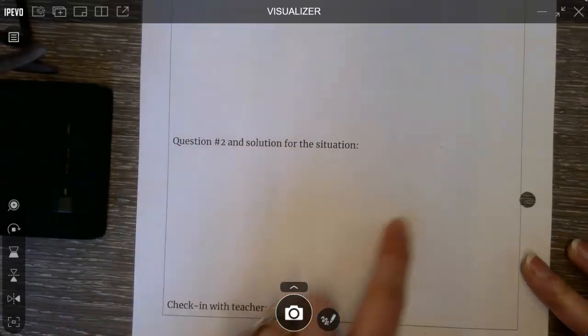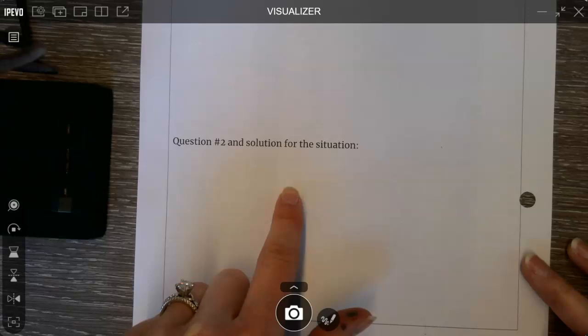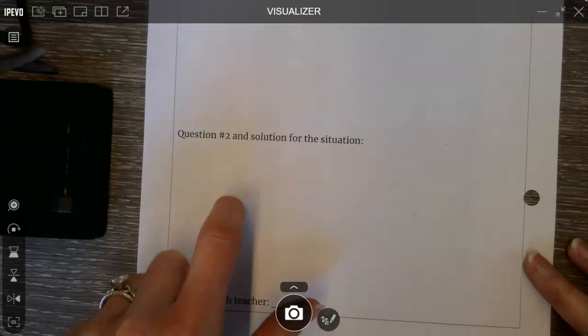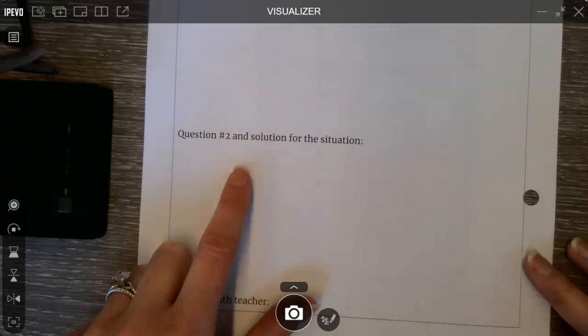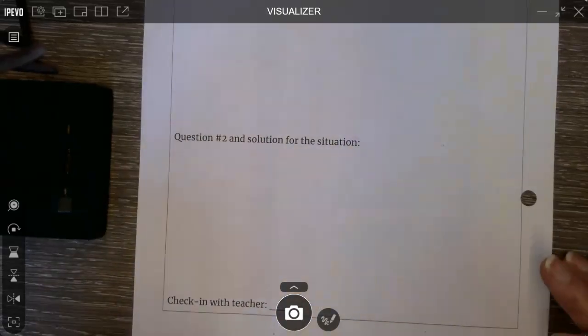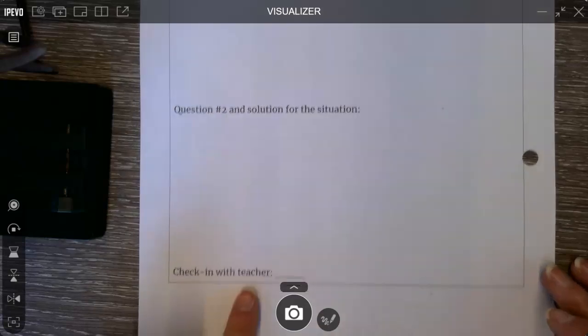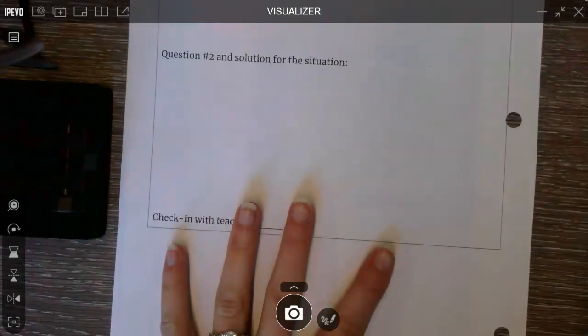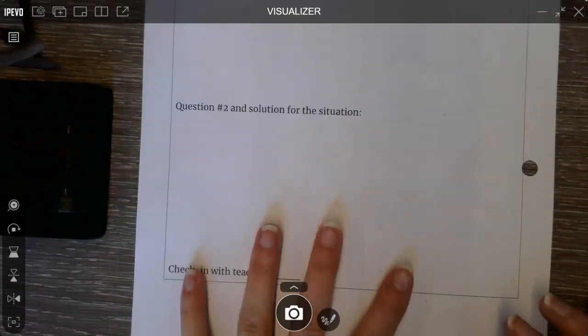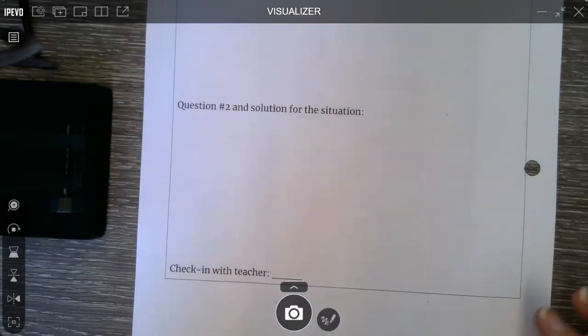Okay, question 2, this is the one that you make yourself. So I need to write a story or a situation that's going to deal with negative and positive numbers. It has to be negative and positive because that's what this unit is about. Okay, then once I finish these 2 things, I'm going to have a check-in again with the teacher. Your goal today is to have both sides initialed by the sub. Okay, if you finish and there's still like 20 minutes left of class, great.